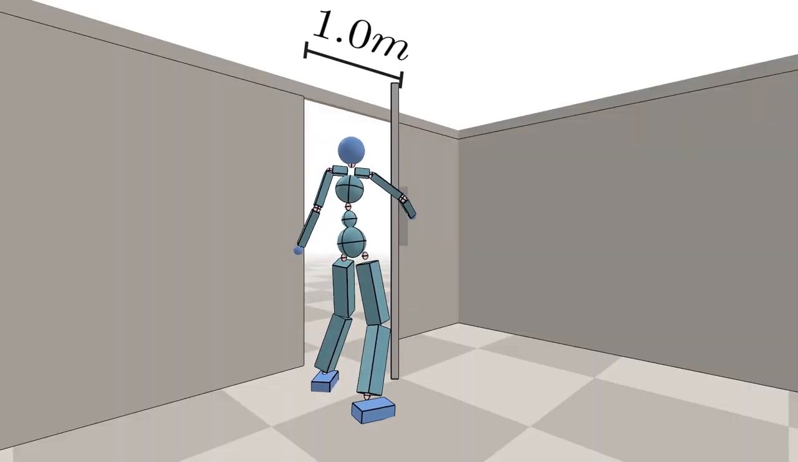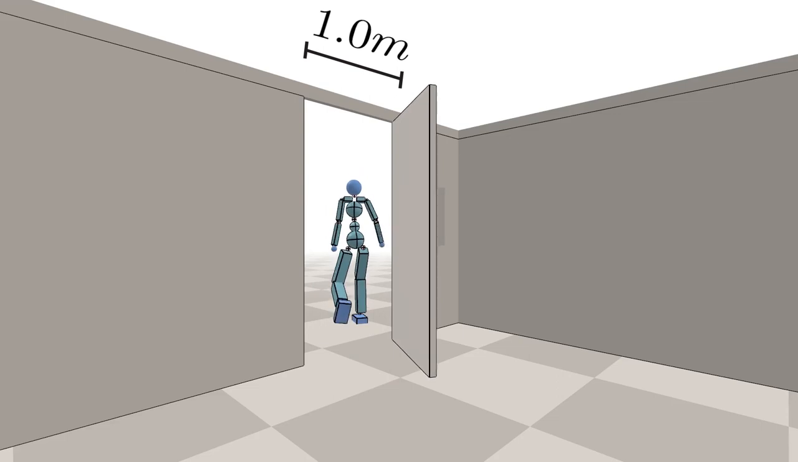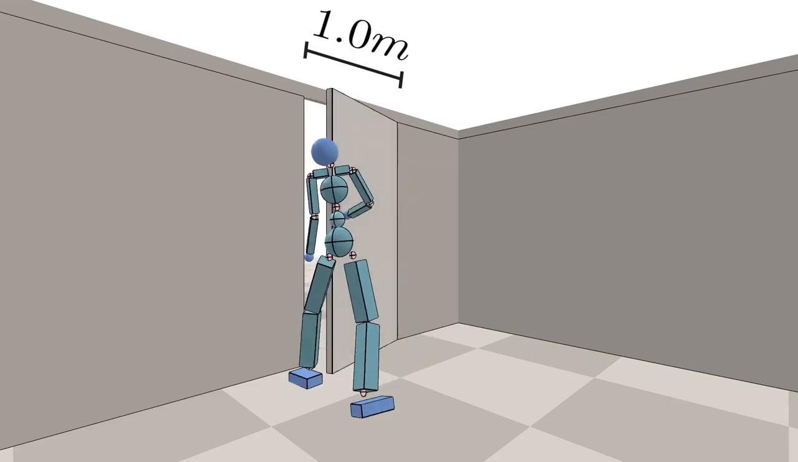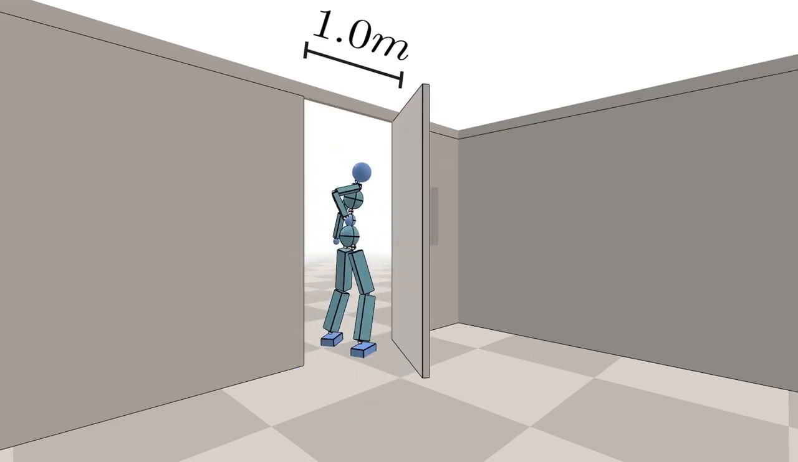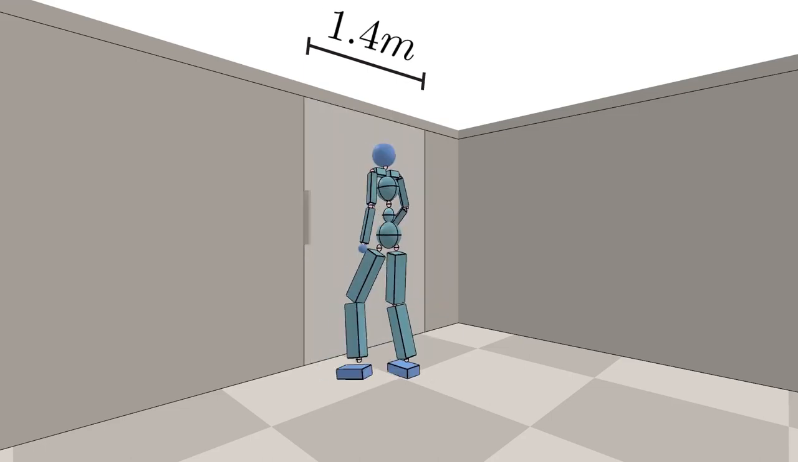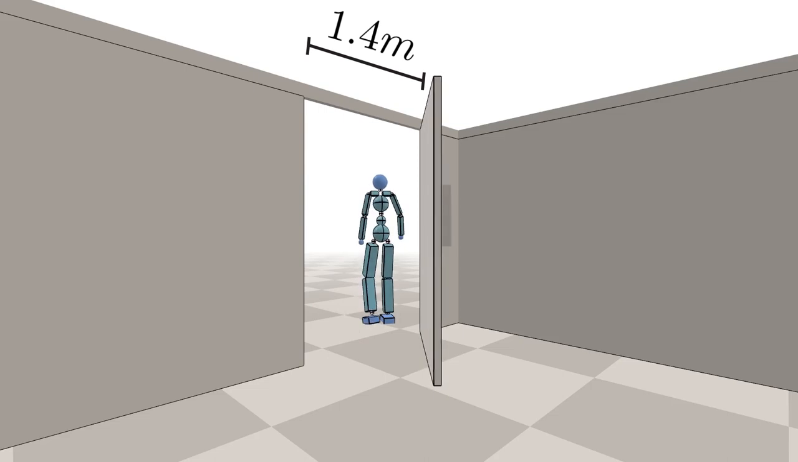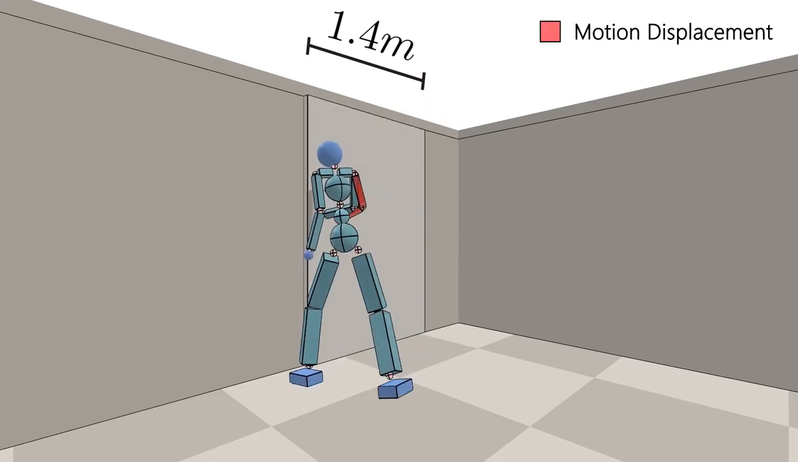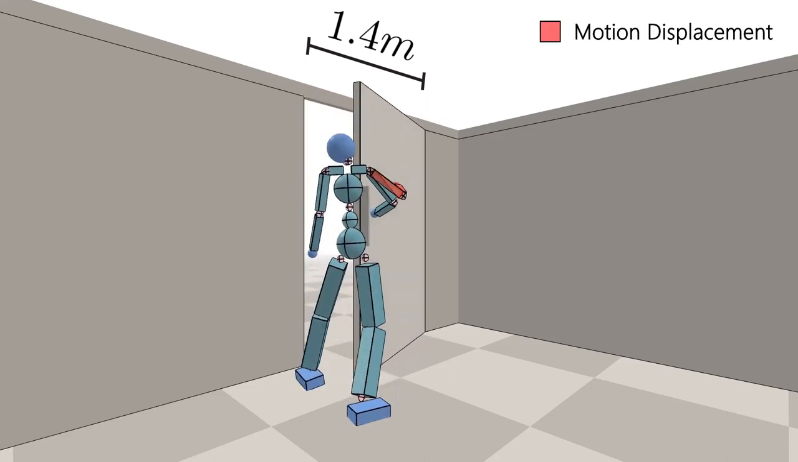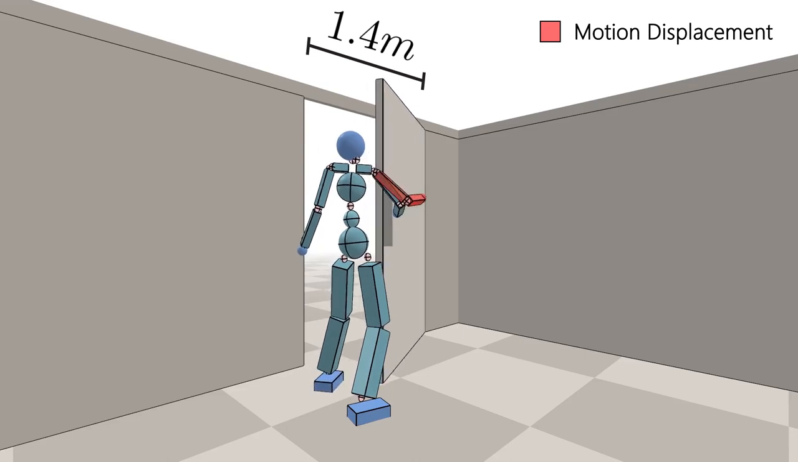Opening doors is one of the common physical interactions in daily life. Humans open a door by grabbing and pulling a knob. When the hand is close to the knob, the hand is temporarily glued to the door using a zero-DOF joint constraint. The arm shown in red visualizes motion displacement for the compliant control.